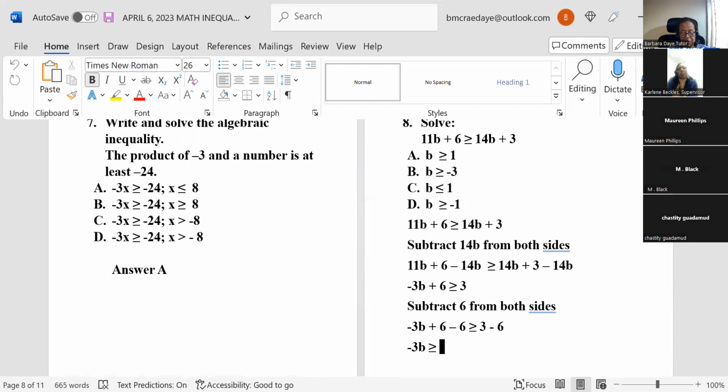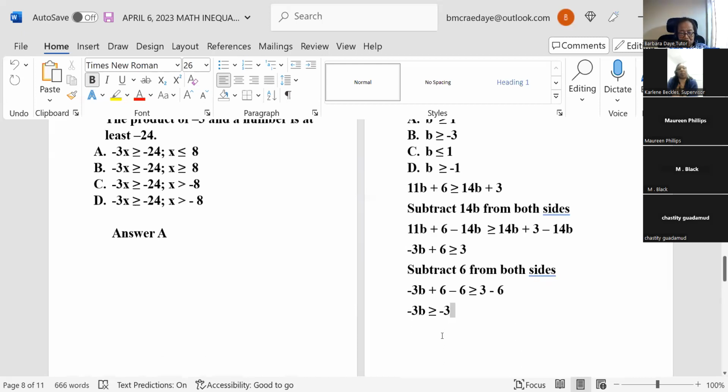A 3. Plus or minus? A plus. Nope. A minus. You subtract, Maureen. 6 minus 3 is 3, but it's negative, because the largest absolute value number, 6, has a negative. So that's minus 3. Now, what's your next step? You divide both sides by 3. Plus or minus? A minus. Right. Divide both sides by negative 3.